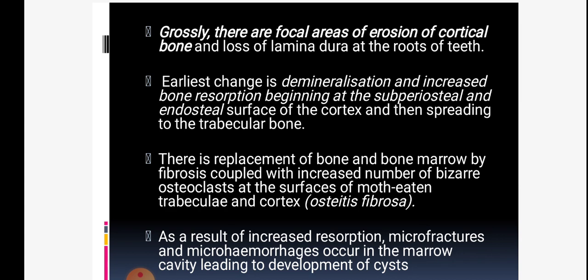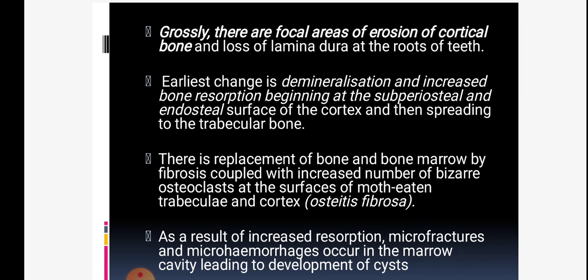Grossly, there are focal areas of erosion of cortical bone and loss of lamina dura at the roots of teeth. The earliest change is demineralization and increased bone resorption, beginning at the subperiosteal and endosteal surface of the cortex and then spreading to the trabecular bone. There is replacement of bone and bone marrow by fibrosis, coupled with an increased number of bizarre osteoclasts at the surface of moth-eaten trabeculae and cortex.